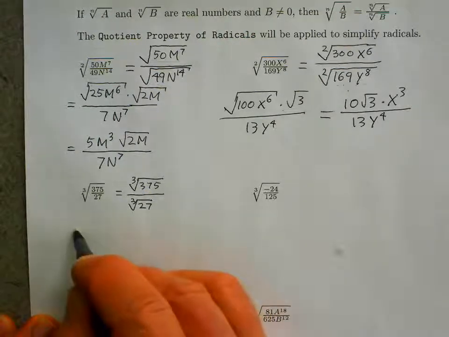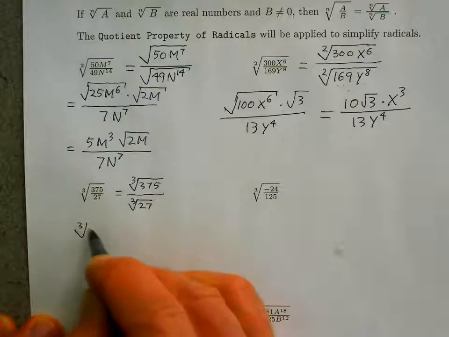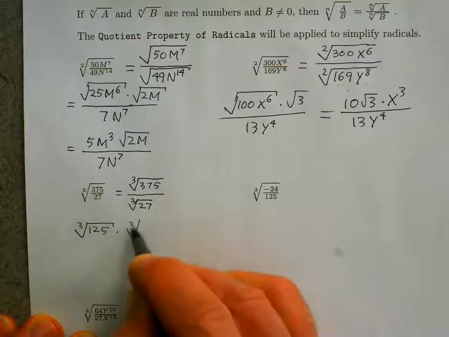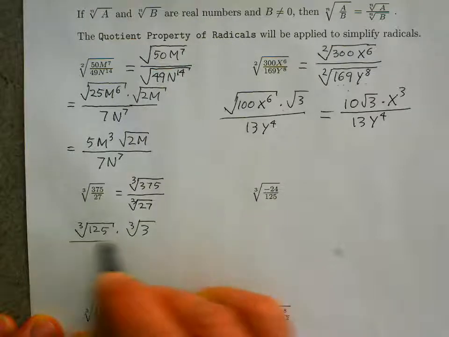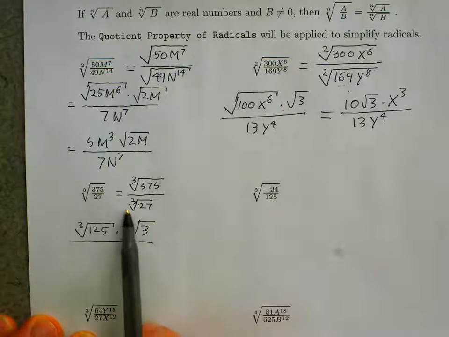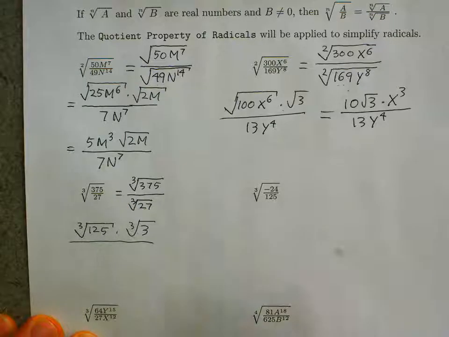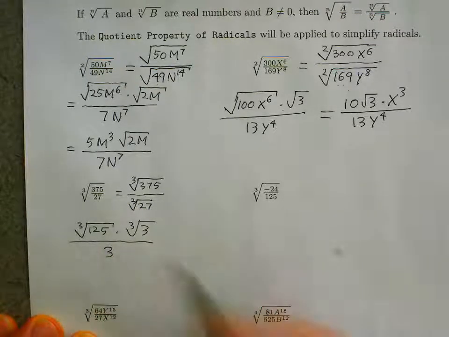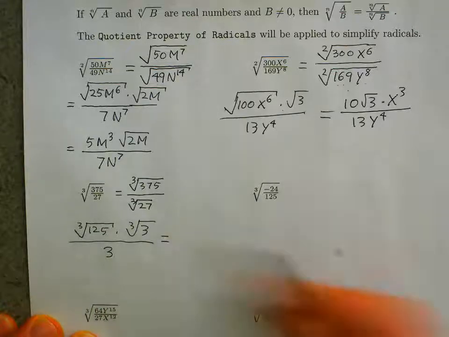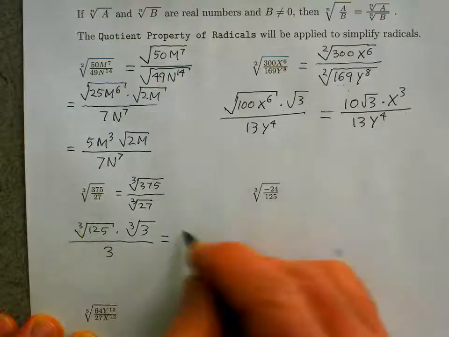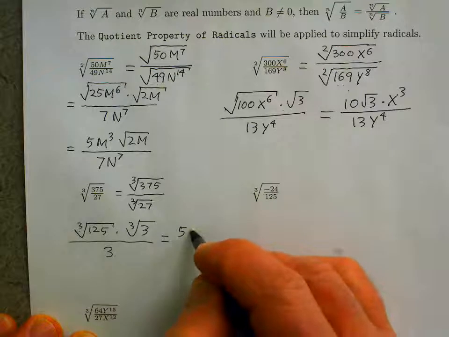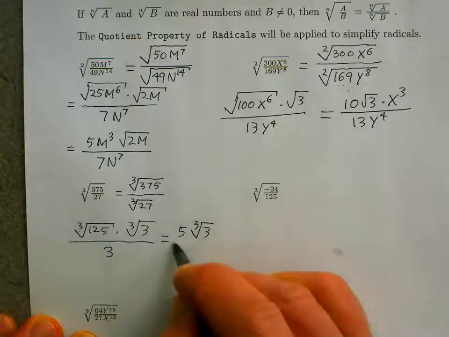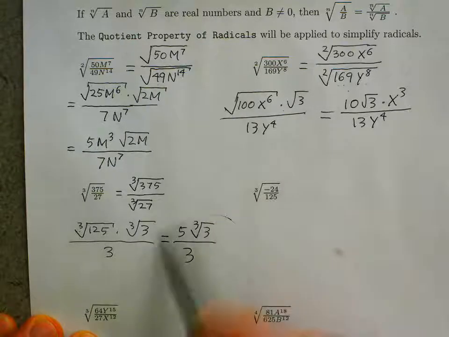So we can rewrite the numerator as the cube root of 125 times the cube root of 3. The denominator, the cube root of 27: 27 is a perfect cube, so we simplify that to 3. And then the last step, the cube root of 125 is 5. So the numerator is 5 times the cube root of 3, and the denominator is 3. This is our simplified answer.